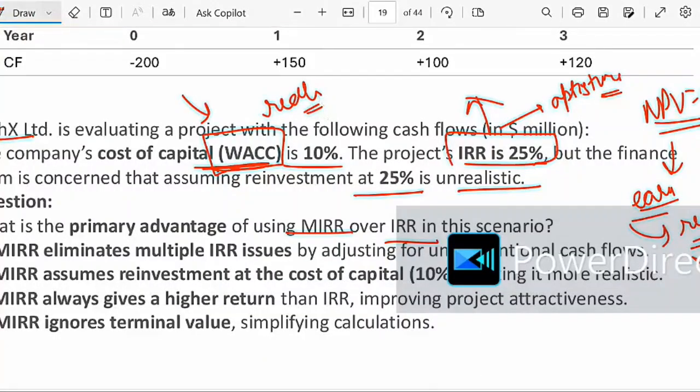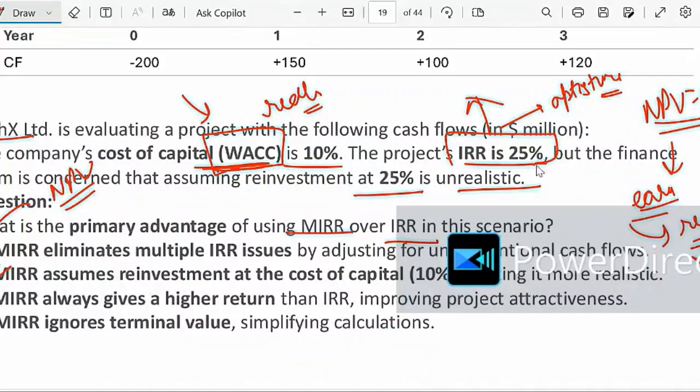So what is the correct answer now? Can you tell me? What is the advantage of MIRR over IRR in this scenario? Option A, MIRR eliminates the multiple IRR issue by adjusting for unconventional cash flow. No, this is wrong. That is done by NPV, net present value, right? So what about option B? MIRR assumes reinvestment at the cost of capital. Yes, this is correct.